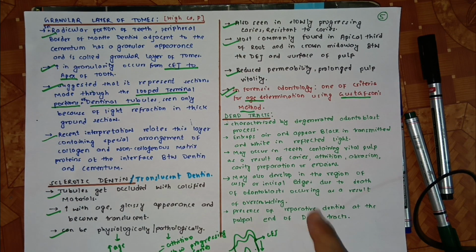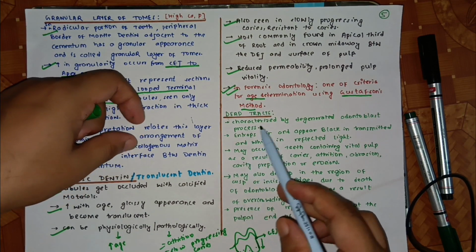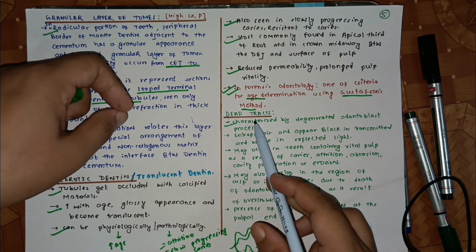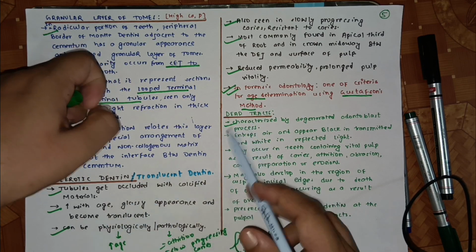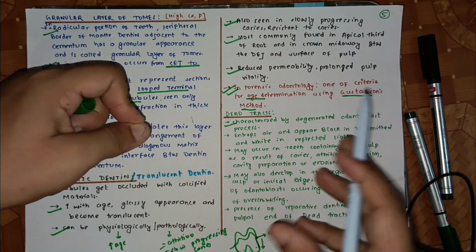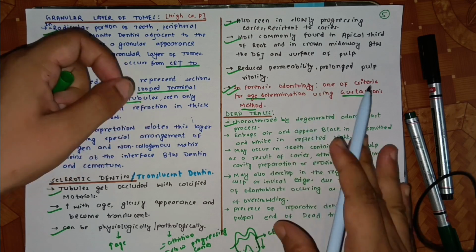After that I will be discussing dead tracts, which is the last topic of today's video. A dead tract is characterized by degenerated odontoblastic processes. Sclerotic dentin is just a precursor of the dead tract. In a dead tract it is totally dead: there is a deposition of calcium, and the odontoblastic processes are also dead and degenerated.